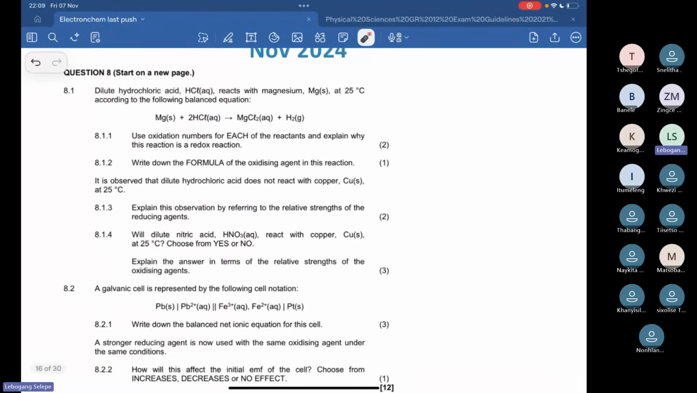Here you see that they say that dilute hydrochloric acid reacts with magnesium at 25 degrees according to the following balanced equation. Use oxidation numbers of each of the reactants and explain why this is a redox reaction. This is basically grade 10 work, right? Even though I didn't teach you this in grade 12, from grade 10 and 11, you know how to do this, right? Because you know that the oxidation number of Mg is 0 because it's an element, right?